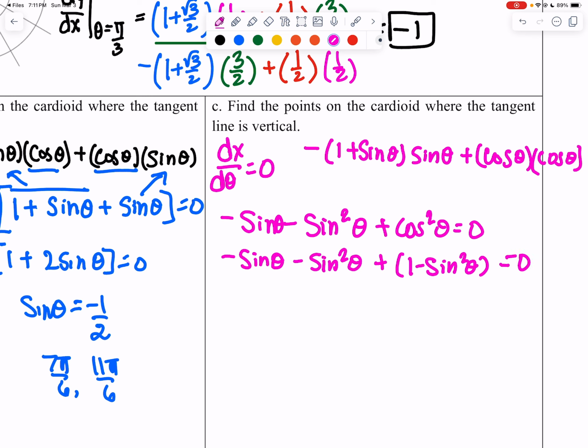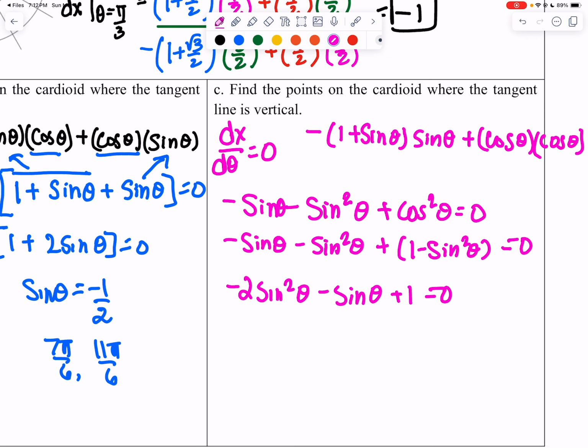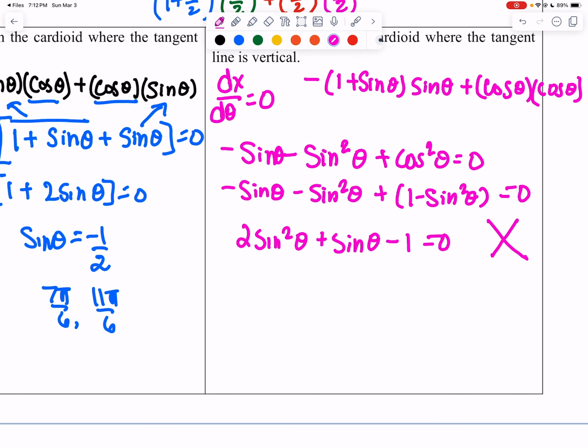And then I'm going to simplify that a little bit: negative 2 sine squared of theta minus sine of theta plus 1 is equal to 0. Because I prefer my leading coefficient to be positive, I am going to change my signs so that I have a positive 2 sine squared, and then a negative 1 right here. And then I'm going to factor this. So these are factors of negative 2, that's going to give me a positive 1. That's going to be 2 and 1. I am going to factor this.